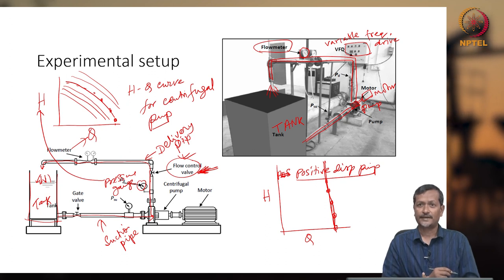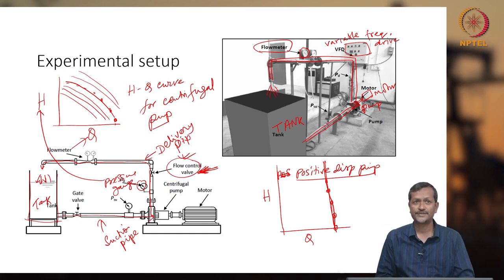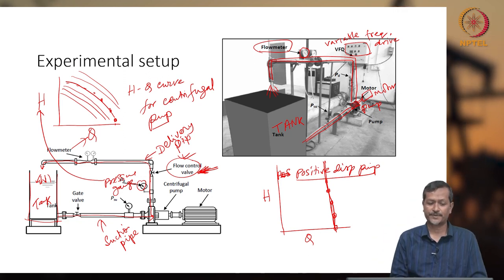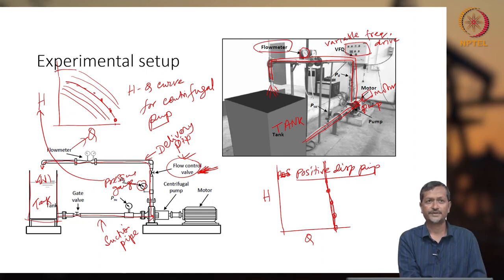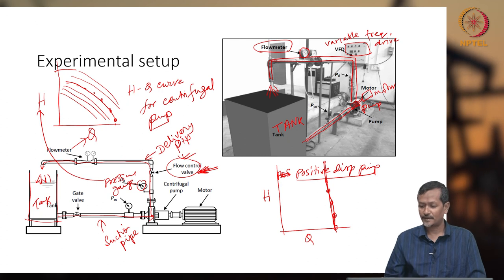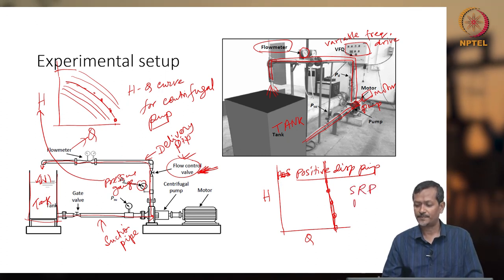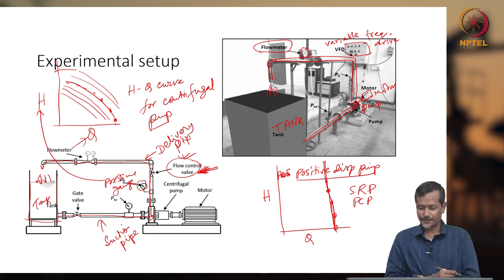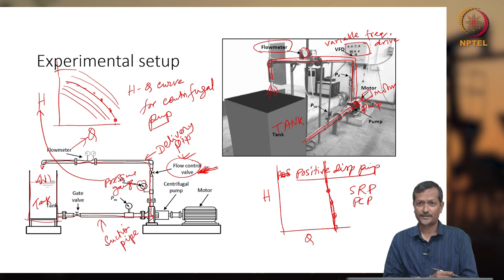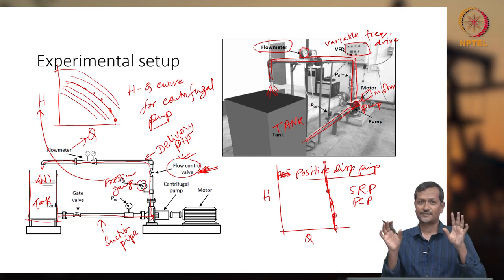That means it can develop any amount of pressure, but if you are using a centrifugal pump, you can see the pressure is limited, it is going up to a certain limit. If you see the HQ curve of a centrifugal pump, pressure is limited, but in a positive displacement pump, SRP or PCP, pressure is not limited, so you can go to an infinite amount of pressure, okay. So now see the difference.